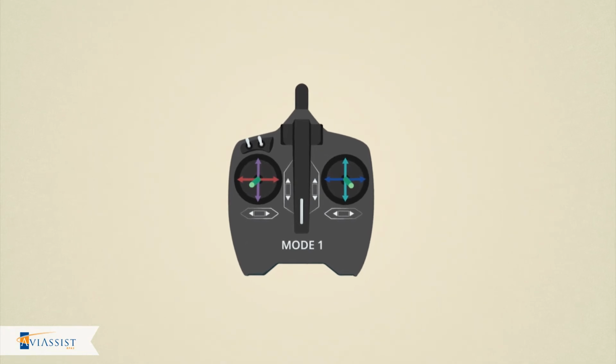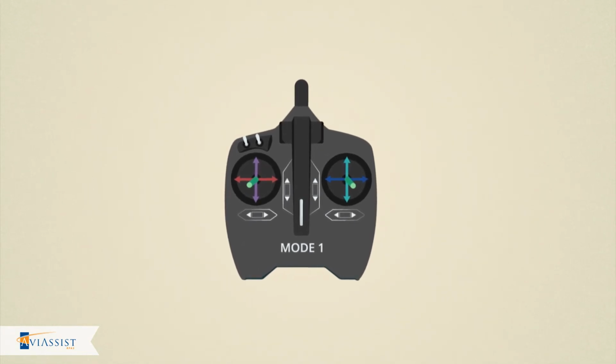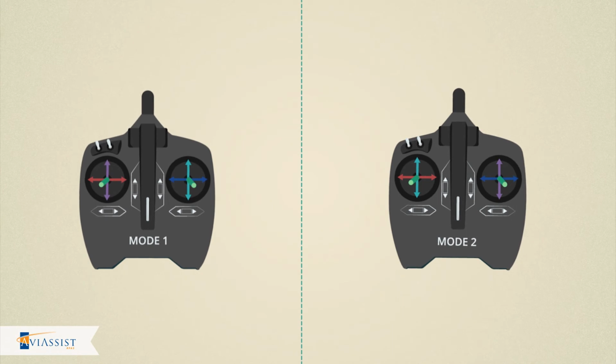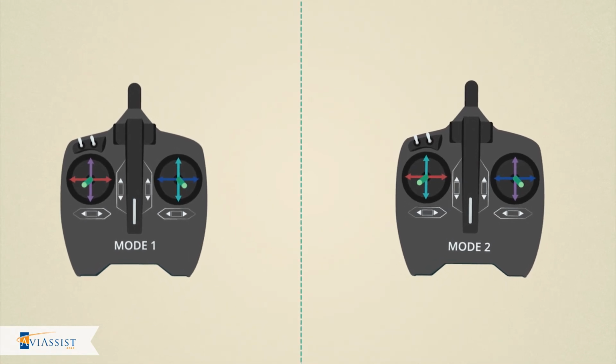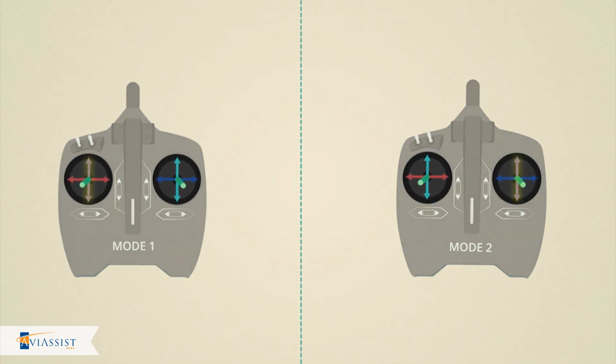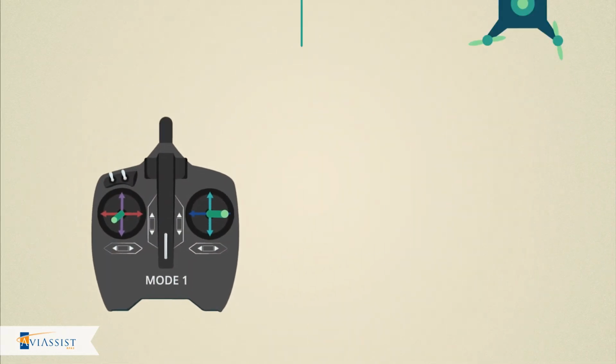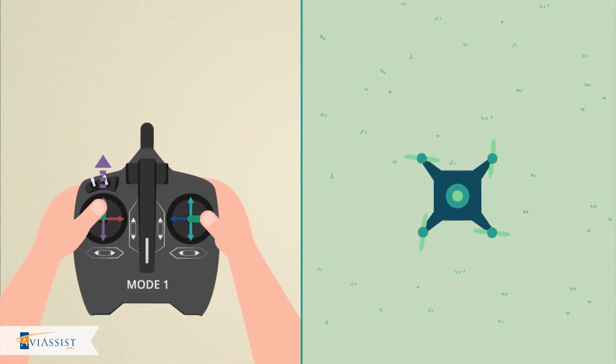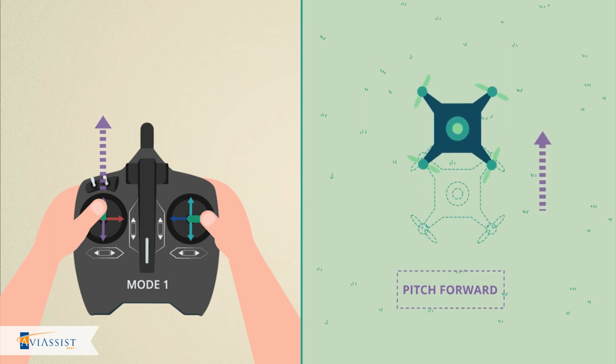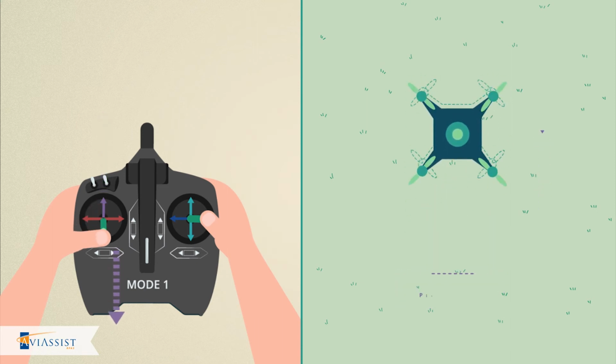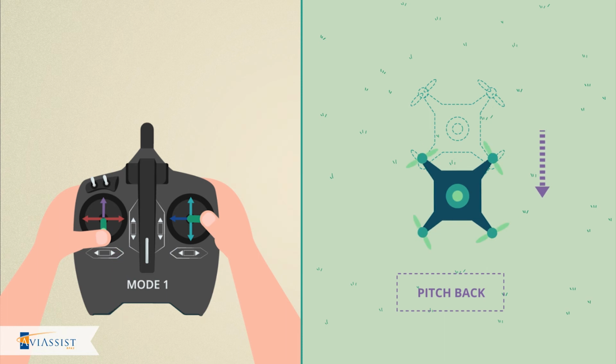Another common mode is Mode 1. In Mode 1, power swaps from being on the left to being on the right. This means a pitch must move from the right across to the left. In Mode 1, moving the left stick forward pitches the aircraft forward. Moving the left stick back pitches the aircraft back.